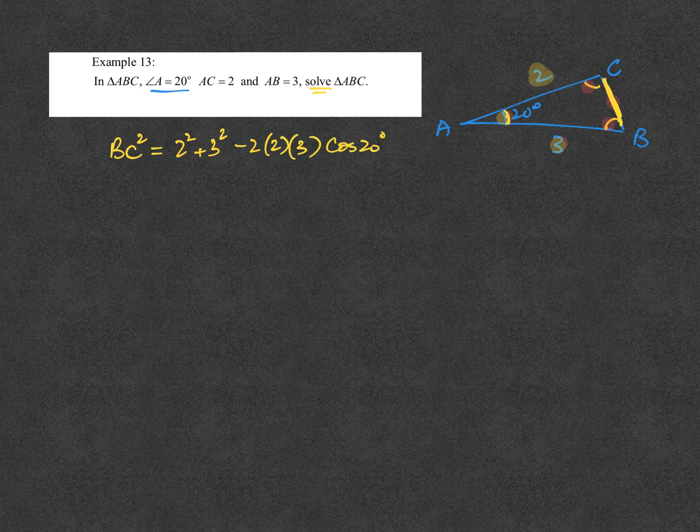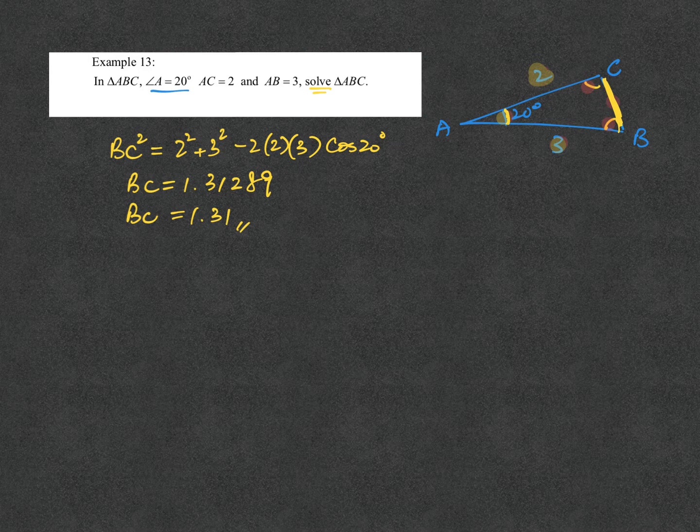Once again, you can apply your calculator carefully and obtain the answer. So BC should be 1.31289, and finally, it should be 1.31, no units, correct to 3 significant figures, and that's the answer. Not very difficult, right? And then after you've got BC, you will see that we have a proper pair here.